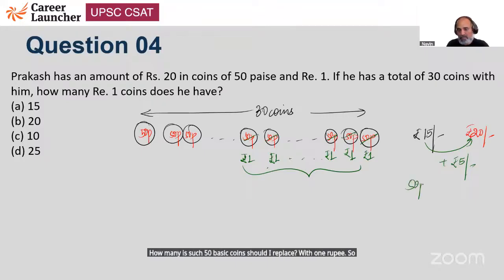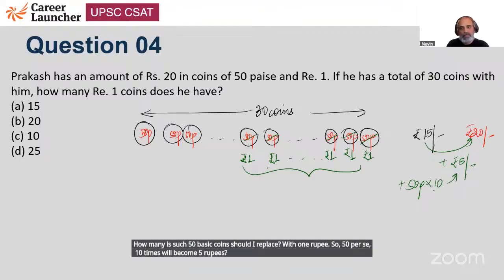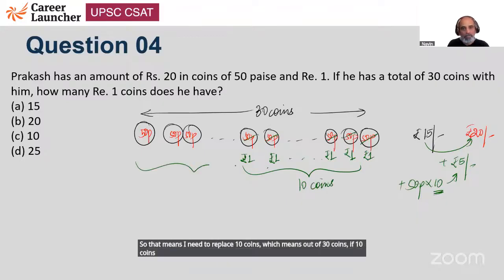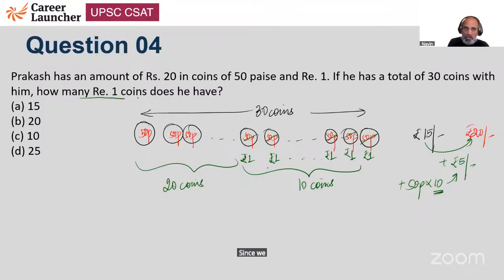So 50 paise 10 times will become 5 rupees. So that means I need to replace 10 coins, which means out of 30 coins, if 10 coins are that of 1 rupee, the remaining 20 coins are that of 50 paise. Since we are asked how many 1 rupee coins do we have, we have got 10 of them.